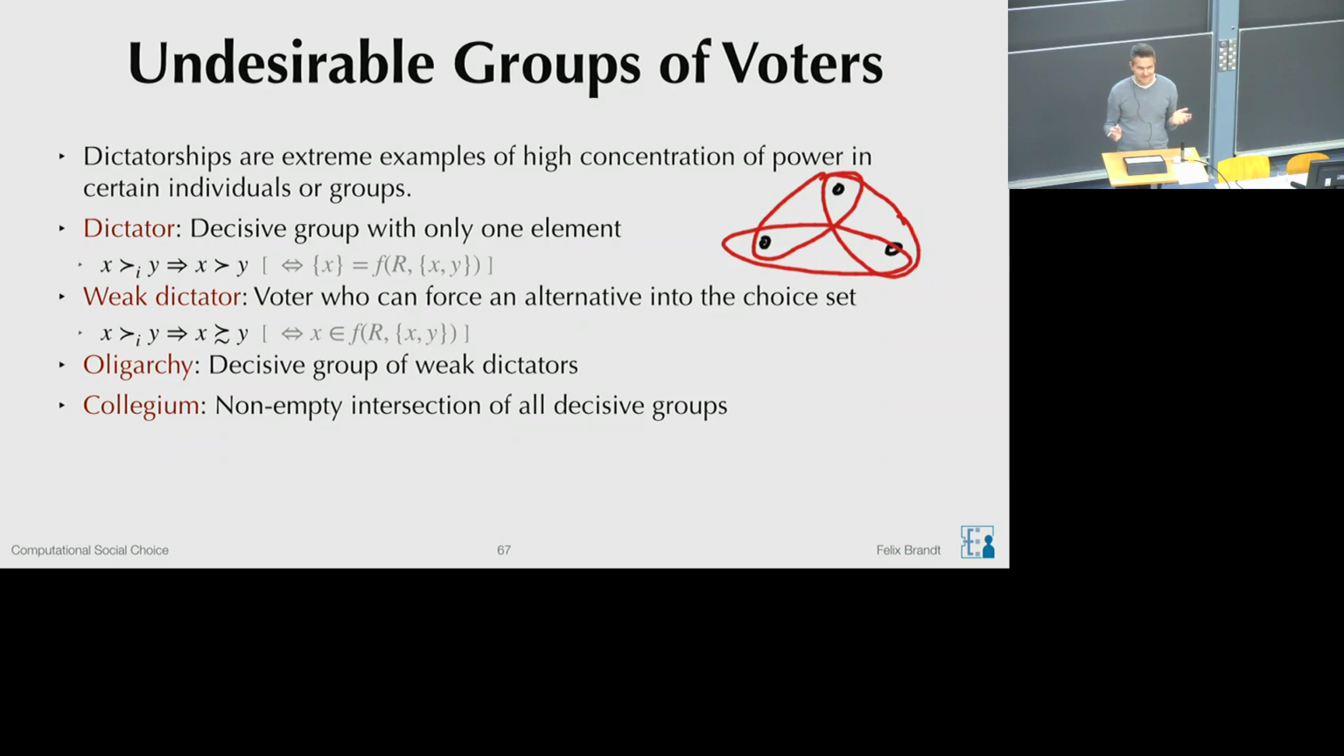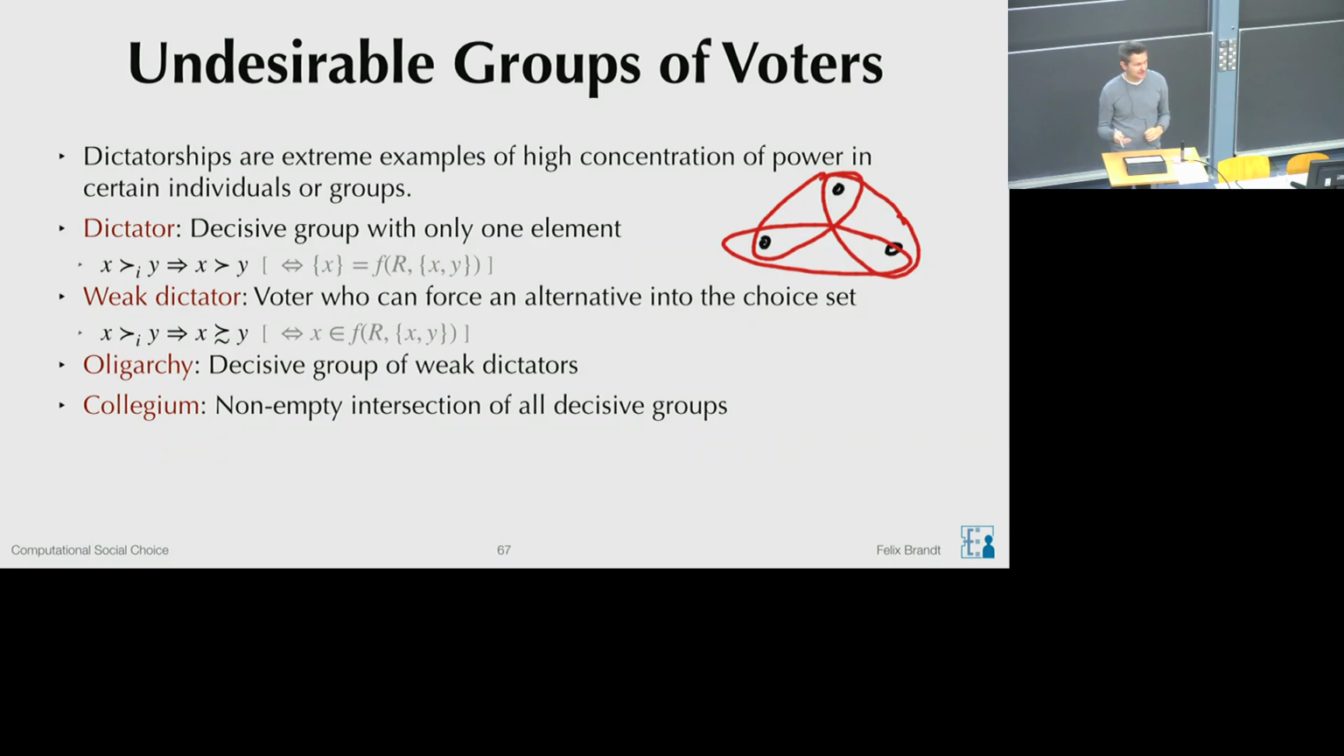Okay, so this is just basic set theory. Well, not even theory, it's just an example. So the intersection of all these three sets is the empty set. So there's nobody who's contained in all decisive sets. And if there's a collegium, there are voters who are contained in all decisive sets.